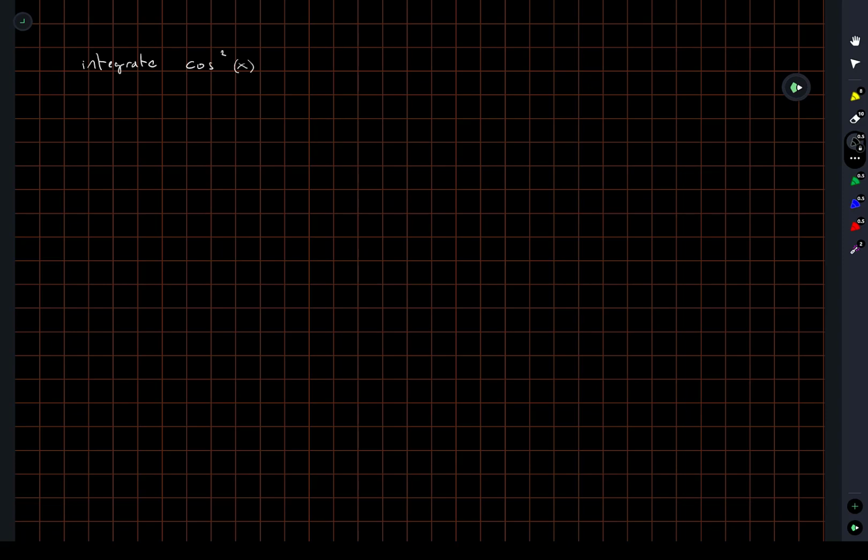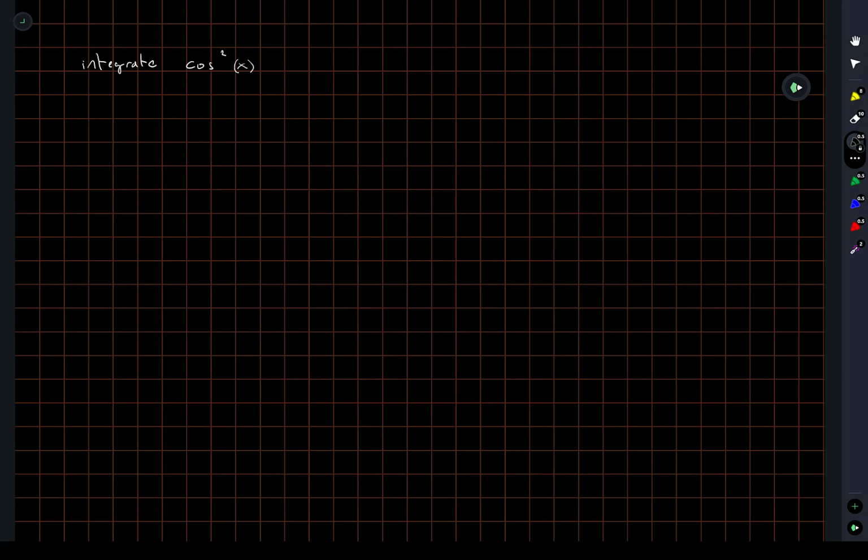So cosine squared, first things that are coming to mind: cosine squared itself, I don't know of a direct antiderivative, but I'm starting to think maybe some trig identities will help us to identify something which is equivalent to cosine squared, which we can directly integrate.